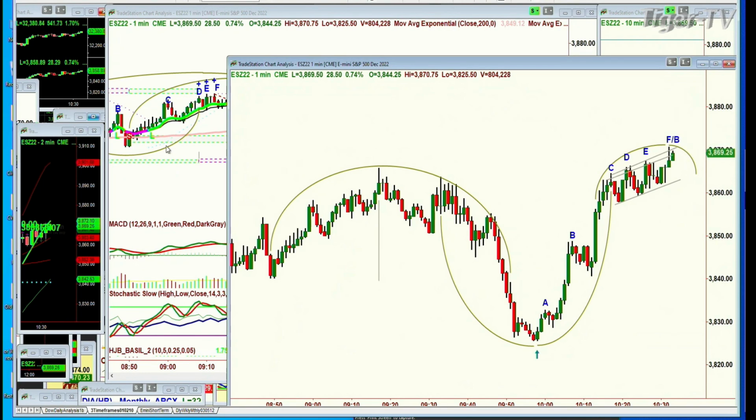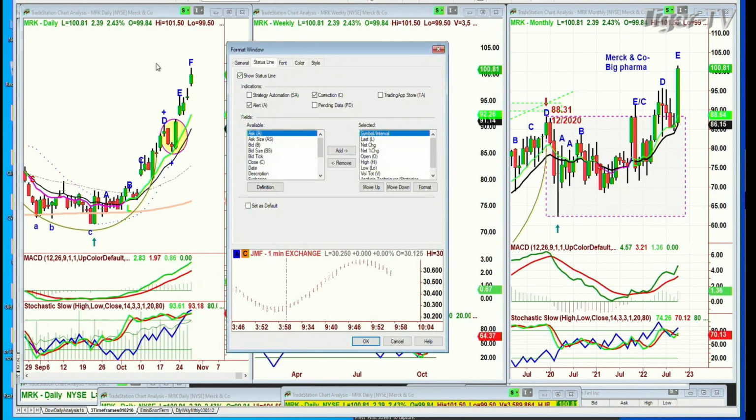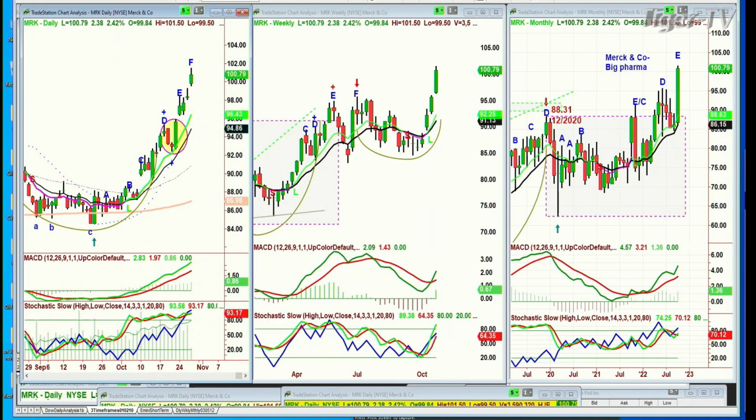There we go. So you've got Merck helping the Dow today. It's up 2.4% at 100.79. Leg F, there could have been an instant restart. Could be F/B. All the technicals are fantastic. MACD is good. Stochastic's flat at 93%. Actually, it's still rising. On balance volume says be a little careful. There could be a 1 or 2 day pullback.